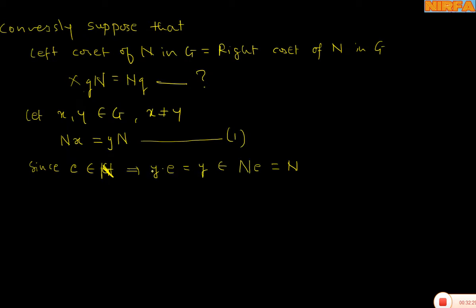Something went wrong, so you cut this. So take element E from N. Therefore, this implies y into E belongs to y into N, because this E is a member of N. But y into E is nothing but y according to the identity law. Therefore, y belongs to what? y into N.